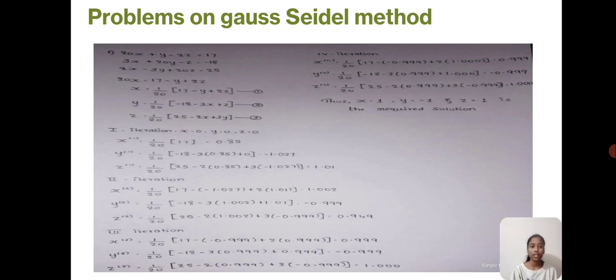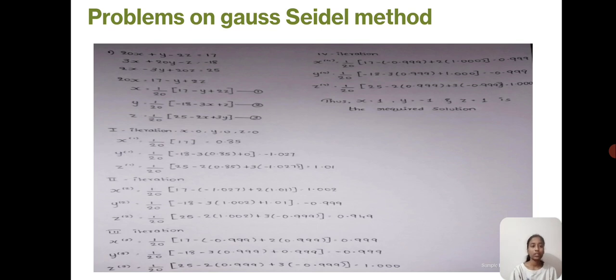Third iteration. x raised to 2 is equal to 1 by 20 of 17 minus 0.999 plus 2 of 0.999, that is equal to 0.999. y raised to 2 is equal to 1 by 20 of minus 18 minus 3 of 0.999 plus 0.999 is equal to minus 0.999. z raised to 2 is equal to 1 by 20 of 25 minus 2 of 0.999 plus 3 of minus 0.999 is equal to 1.000. Fourth iteration.